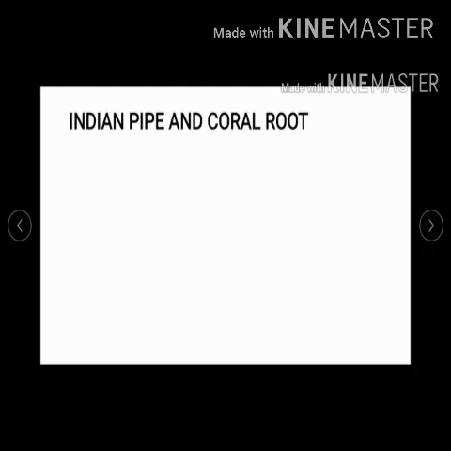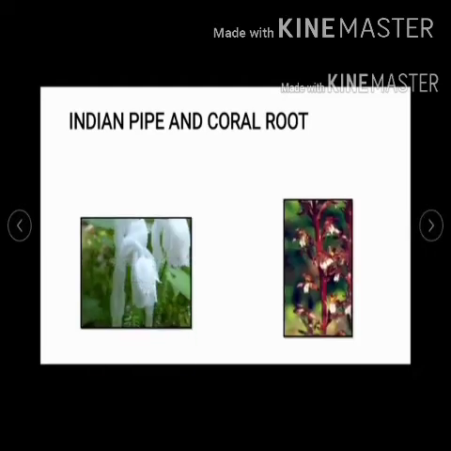So let me first of all show you the picture of these particular plants. This white plant over here is basically the Indian pipe plant. Here you can see clearly that it is white in color and not green in color. On the other hand, this next plant over here is the coral root plant. It is brownish in color, a combination of red and brown color. So whatever color it is, it is not green. That means it does not have chlorophyll.